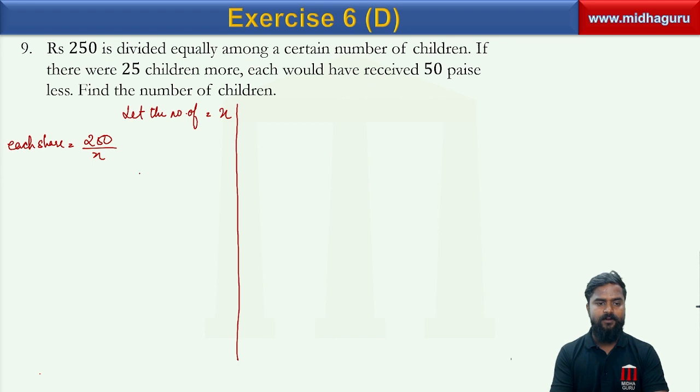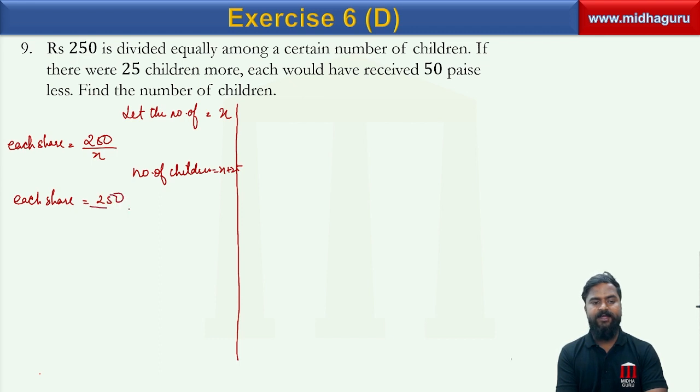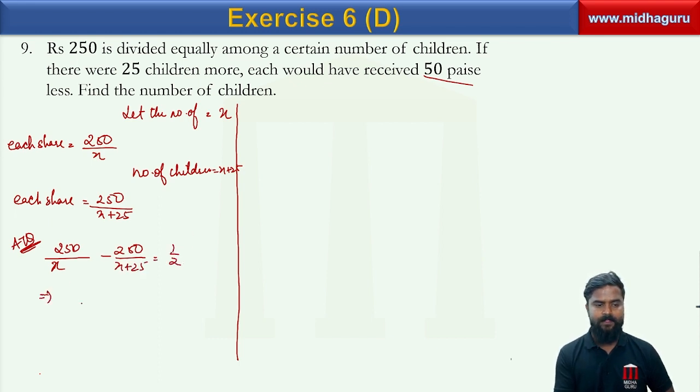Now in the new way, the number of children is x plus 25. Now in this case, each share would be 250 by x plus 25. Now since x plus 25 is greater than x, this fraction, that is this share, is going to be lesser, and the question says it is lesser by 50 paise. So we'll see that according to the question, 250 by x minus 250 by x plus 25 is equal to 50 paise, which you can write as half a rupee.